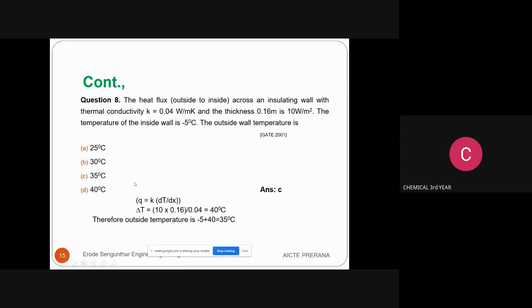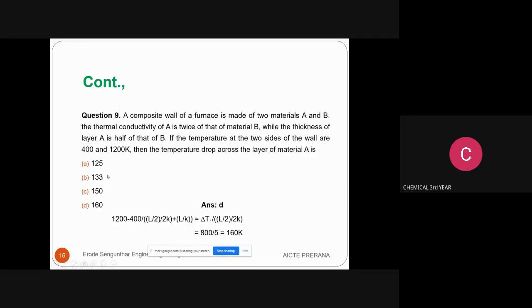So check where the 35 degrees Celsius is there in the given results. It is there in option C, 35 degrees Celsius. So for this question, option C is the answer. Okay, 35 degrees Celsius is the answer. Then we'll move on to the next question.